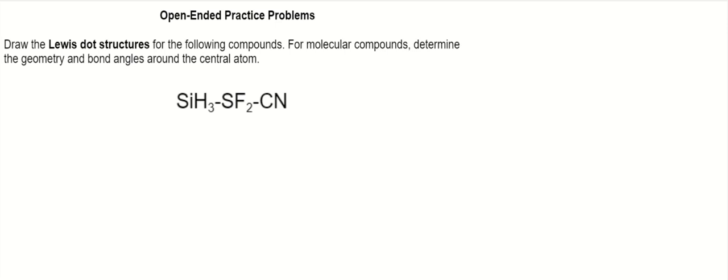Okay, let's do some more Lewis structures and VSEPR geometry. All right, there are three central atoms in this molecule. I'll color code this here. Silicon has 4 valence electrons, plus 3 from all 3 hydrogens. That's 7.